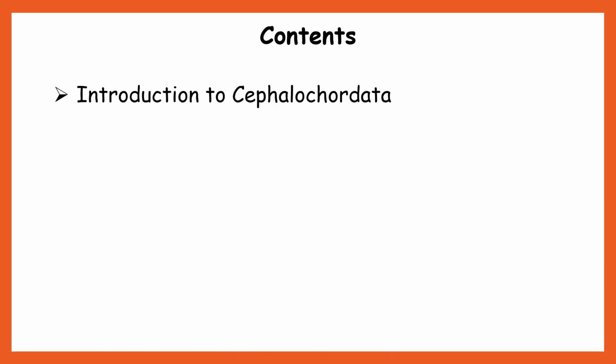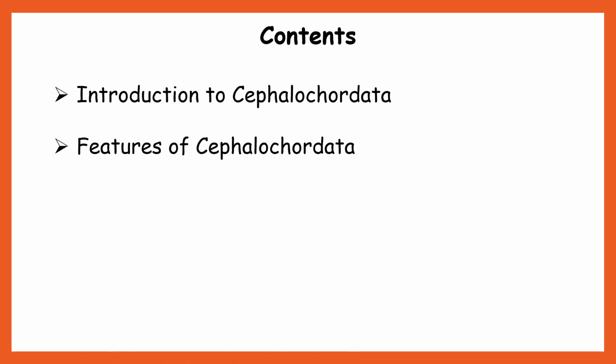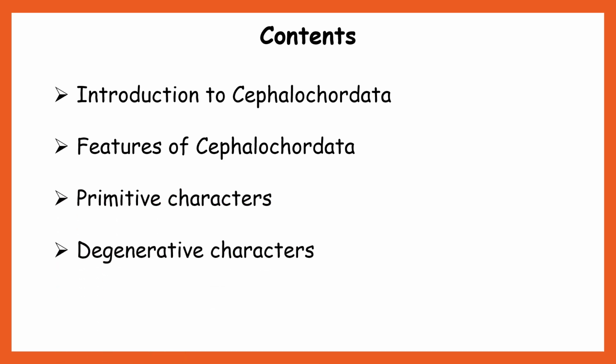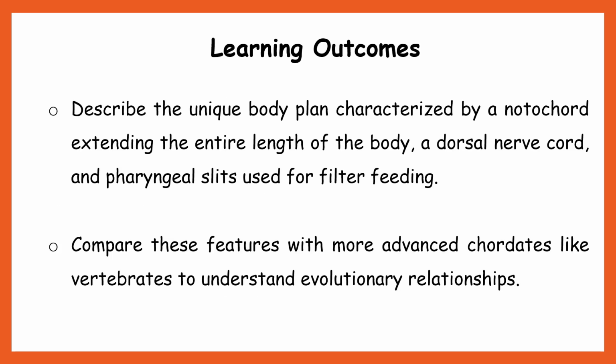The contents include Introduction to Cephalochordata, Features of Cephalochordata, Primitive Characters, Degenerative Characters, and Secondary Characters. And the learning outcomes of this topic: you can describe the unique body plan characterized by notochord extending the entire length of the body, a dorsal nerve cord, and pharyngeal gill slits used for filter feeding. You can compare these features with more advanced chordates like vertebrates to understand the evolutionary relationships.